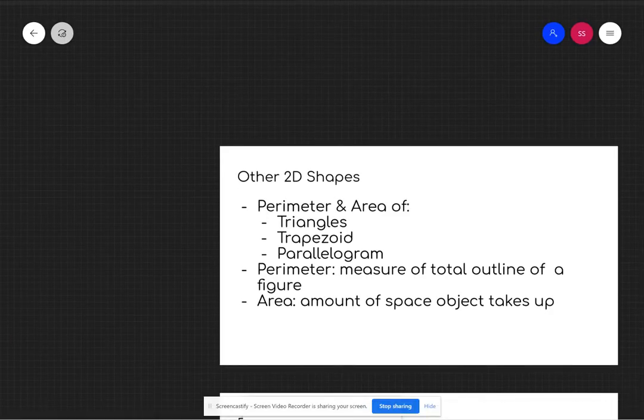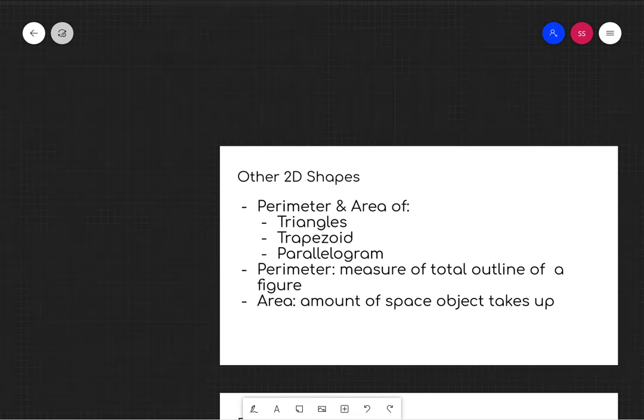Okay, we are going to start talking about other 2D shapes besides circles. In this lesson, we're going to be focusing on triangles, trapezoids, and parallelograms. We're going to be talking about perimeter and area.